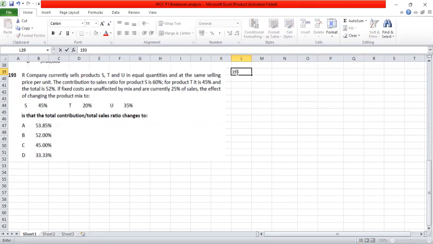There are two things which are mentioned. At present, they are currently selling the products S, T, and U in equal quantities. So the weights are equal weights. So three products are there. So the ratio of weights can be mentioned as one third, one third, one third, because they are in equal quantities. The sum total will become one. The contribution to sales ratio for product S is 60%, T is 45%, then the other one is 52%.